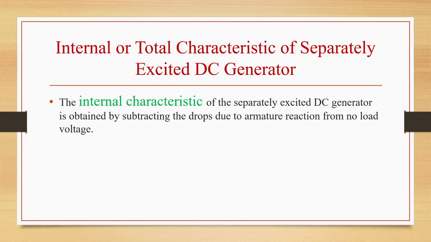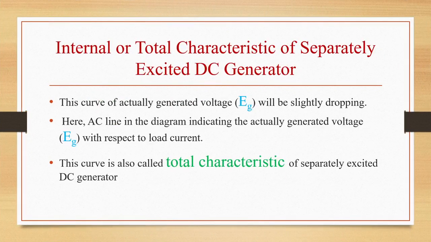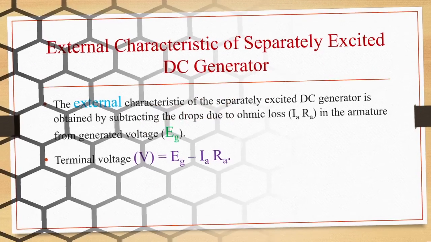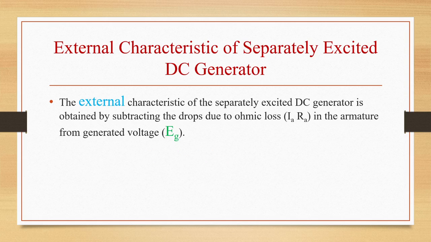So the internal characteristics of a separately excited generator will be obtained by subtracting the drops due to armature reaction from no load voltage. The actual generated voltage will be slightly drooping in the internal characteristics. In the diagram, the AC line is showing the actual generated voltage EG with respect to load current. So this is the internal characteristics, AC is showing the internal characteristics, and AC is below AB because of armature reaction drop.